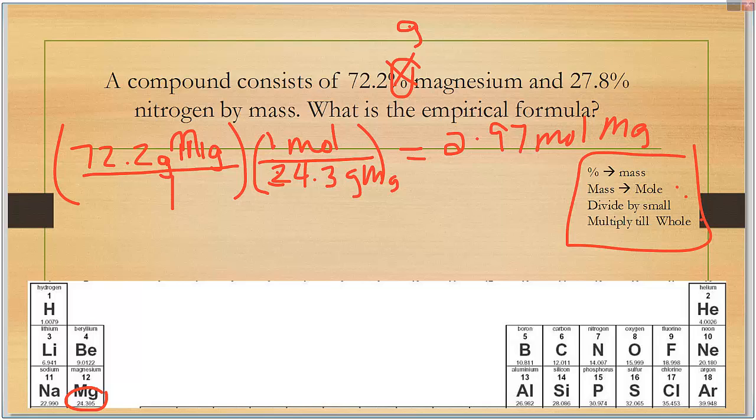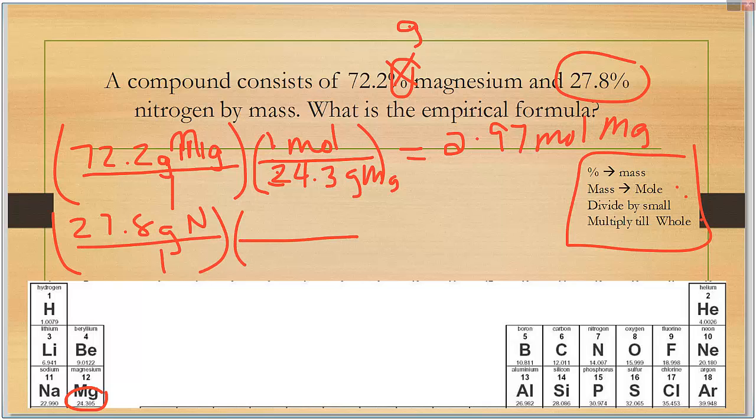Let's do the exact same process, but now with nitrogen, because we can't divide by small until we have all the elements here. So we have 27.8%. We're going to turn that into 27.8 grams of nitrogen. Percent to mass. Mass to mole, 14.0, so 14.0 grams in 1 mole of nitrogen. That becomes 1.99 moles nitrogen.